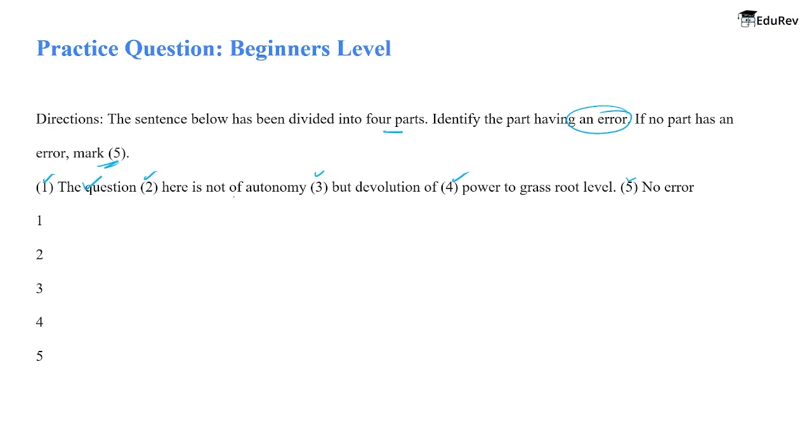The question is: here is not of autonomy, but devolution of power to grassroots level. Now, "not of autonomy" is right, but "devolution of", no, it should be "but of devolution, power to grassroots level". Right? So it should not be "but devolution of", it should be "but of devolution". So the third part is incorrect. It has an error. Right?